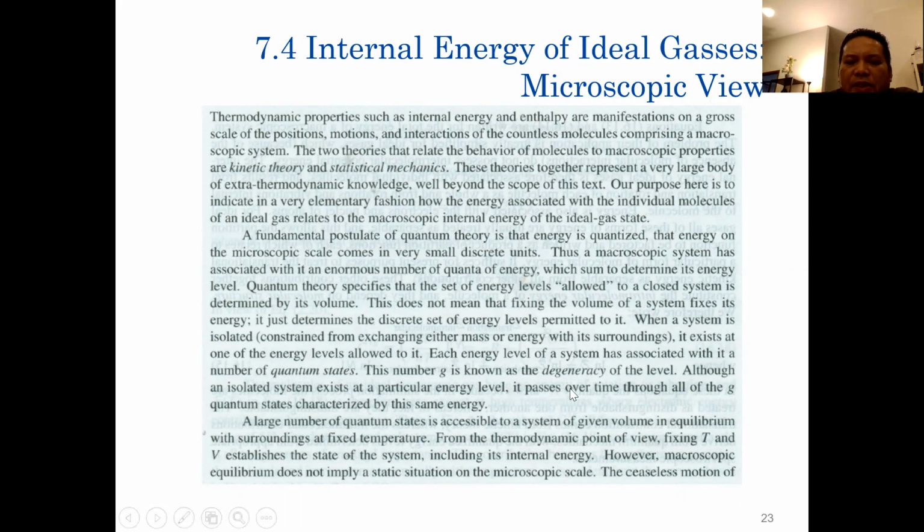The number g is known as the degeneracy of the level. An isolated system that exists at a particular level passes over time through all the g quantum states characterized by the same energy. So a large number of quantum states is accessible to a system of a given volume in equilibrium with its surroundings at fixed temperature. From the thermodynamic point of view, fixing T and V establishes the state of the system, including its internal energy.